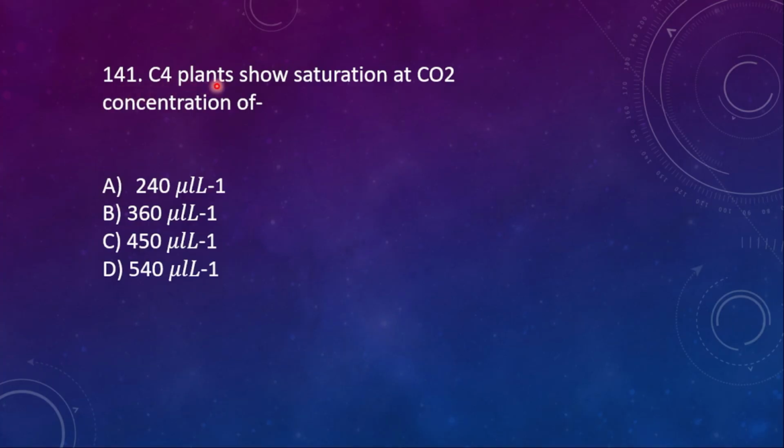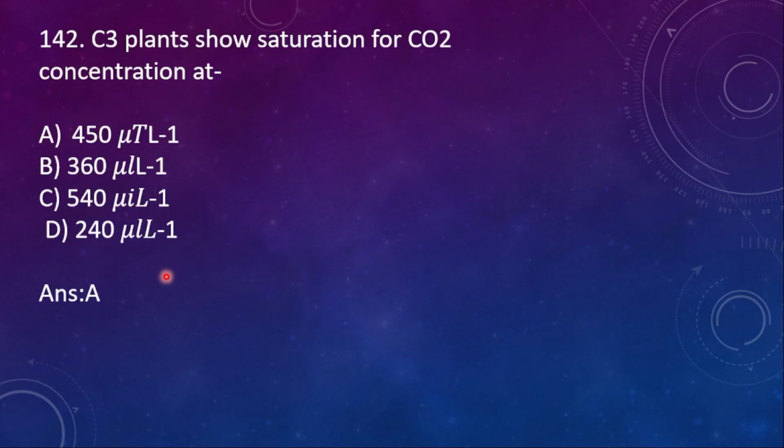141. C4 plants show saturation at a CO2 concentration of: A. 240 microliters per liter, 360, 450 and 540. Here the right option is B, 360. 142. C3 plants show saturation for carbon dioxide concentration at 450 microliters per liter.